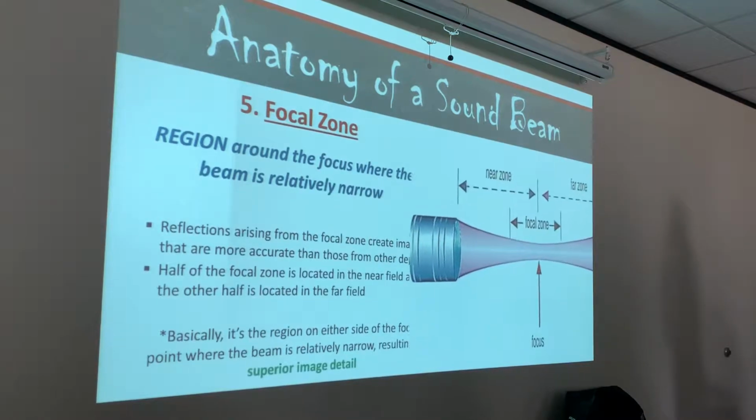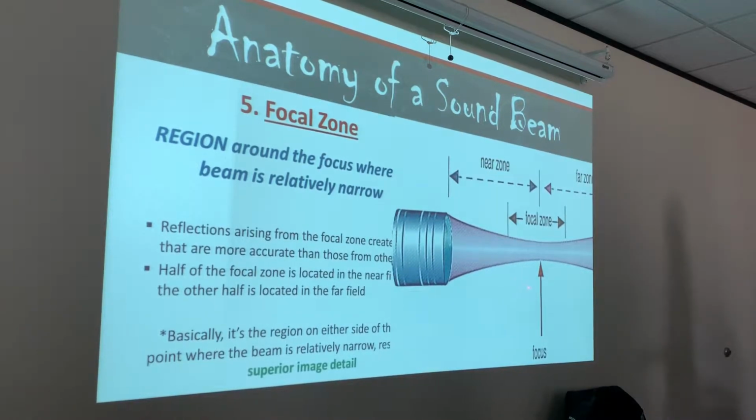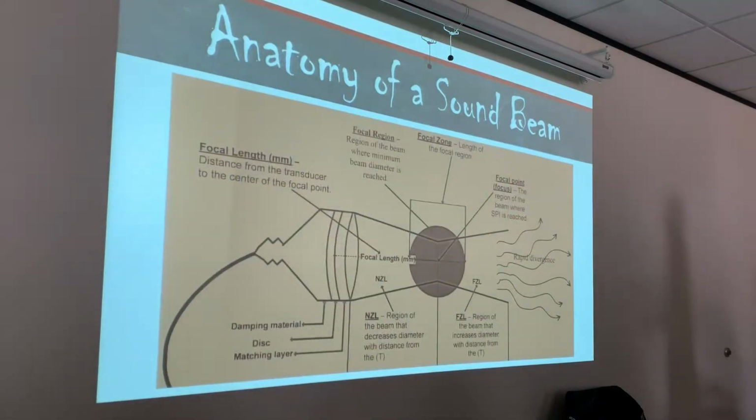All right. So our focal zone, half of it's in the near field, half of it's in the far field. And here's a little diagram so you can see another image of how it looks. Our focal length, from our PZT element to the focus, is also known as our near zone length. We have our focal region right here, and our focal zone, the length of the focal region. Remember, once it's two near zone lengths away, the beam is going to diverge even more.